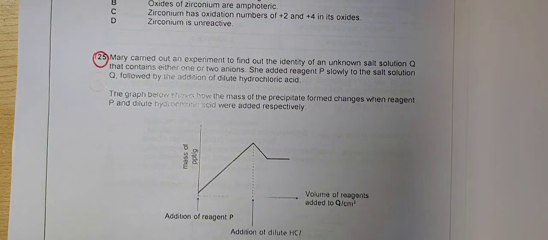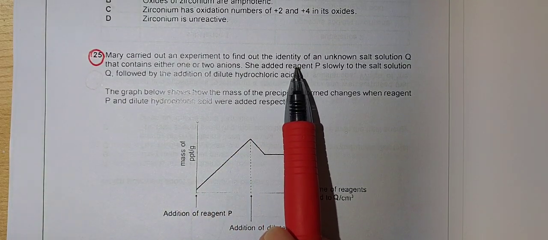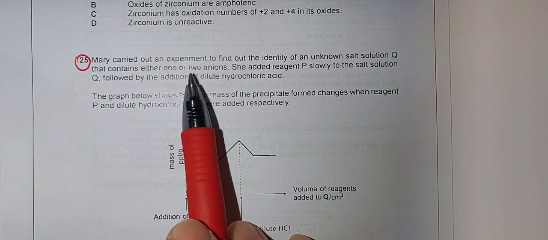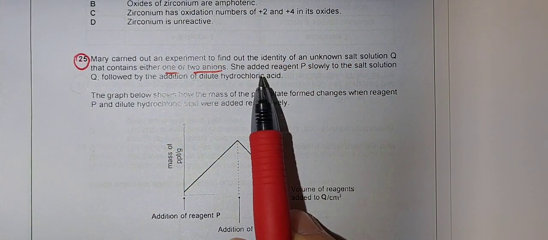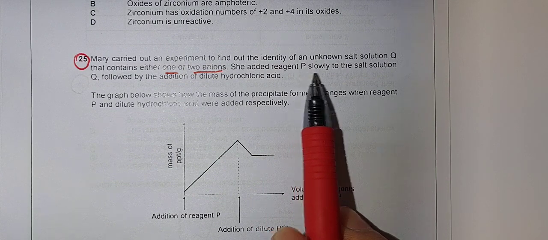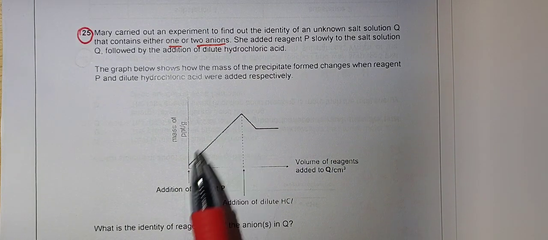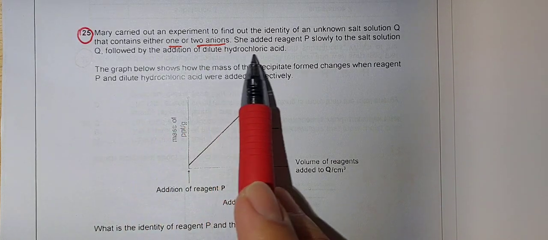Question 25. Okay, carry out an experiment to find out the identity of an unknown salt, Q, that contains either 1 or 2 anions. You need to find out the anions, 1 or 2. So she added reagent P slowly to the salt. So you can see that when reagent P is added to the salt, a precipitate is formed, followed by addition of dilute hydrochloric acid.